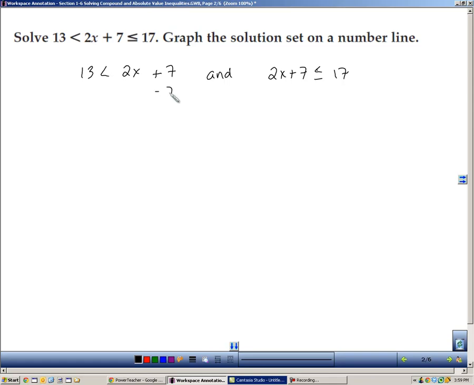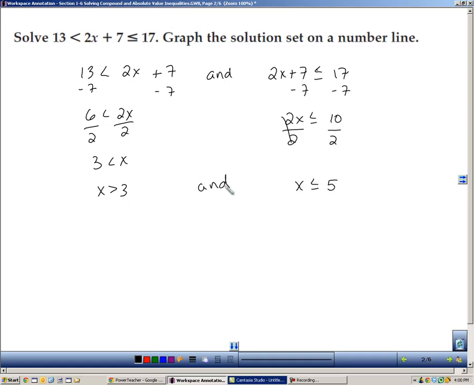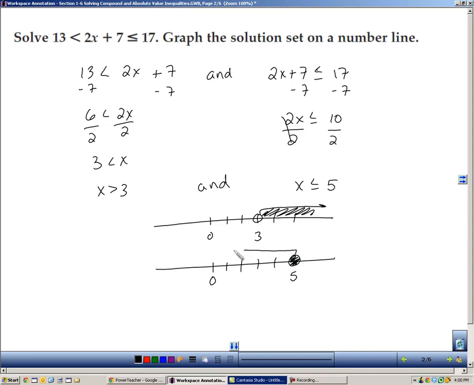Now we're going to solve this. I'm going to write my final solution with the letter on the left because that helps when I graph it. So we end up with an "and" inequality: x greater than 3 and less than or equal to 5. Let's see how we graph this. We'll start with greater than 3. That's an open circle on 3 with shading to the right. Then we'll do less than or equal to 5. That's a closed circle on 5 because of the less than or equal to.